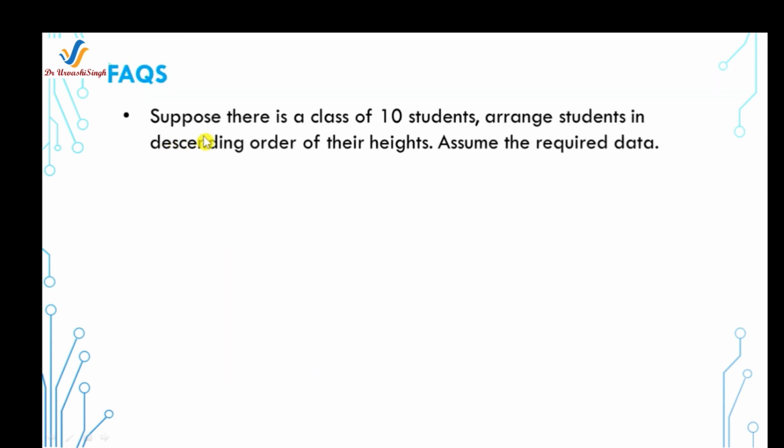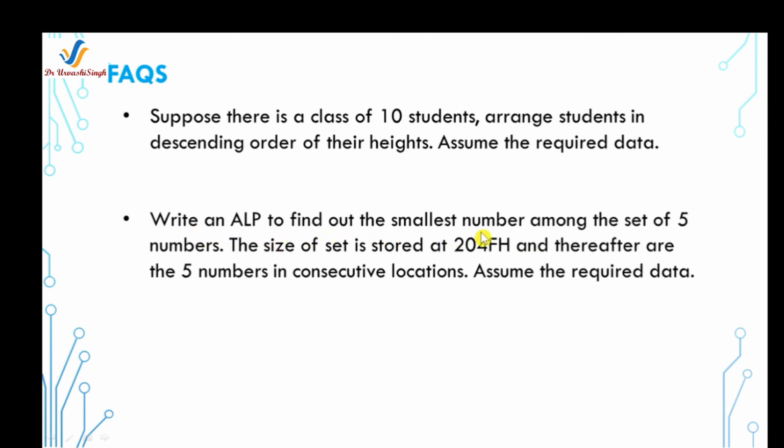Now let's see the frequently asked questions from the topic. The first one is, suppose there is a class of 10 students, arrange the students in descending order of their heights, assume the required data. Next is, write an ALP to find the smallest number among a set of 5 numbers. The size of the set is stored at 204F hex location, and thereafter are the 5 numbers in consecutive locations. Assume the required data. So the jump instructions along with the comparison instructions, you can use in arranging a set of numbers, data, or to find the smallest or the largest number.